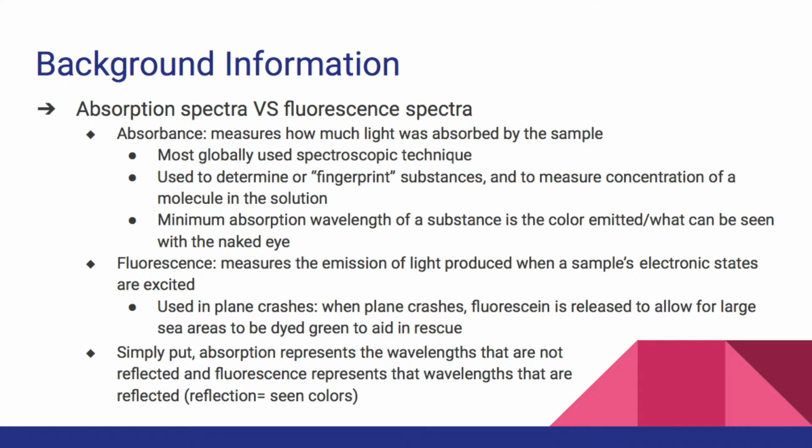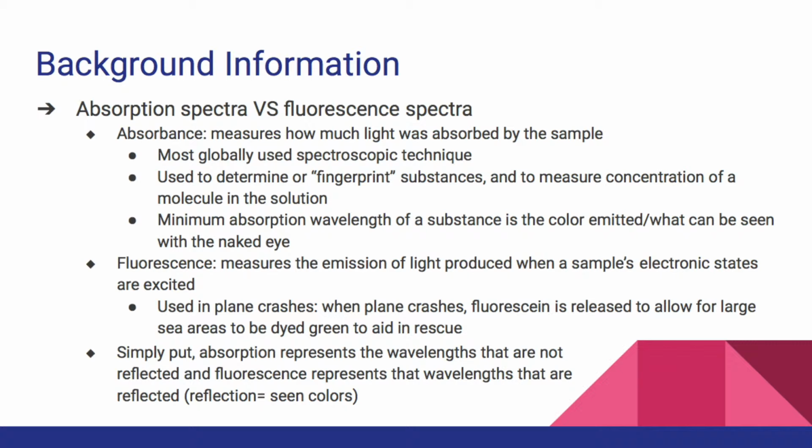We used two different spectrums for this lab. We used an absorption spectra and a fluorescence spectra. There are two very large differences. So the absorbance measures how much light was absorbed by a sample. It is the most globally used method, and it is used to fingerprint substances and to measure the concentration of a molecule in a solution. The minimum absorption wavelength of a substance is the color emitted, what can be seen with the naked eye.